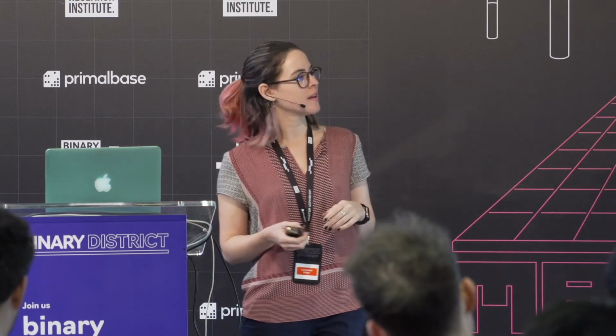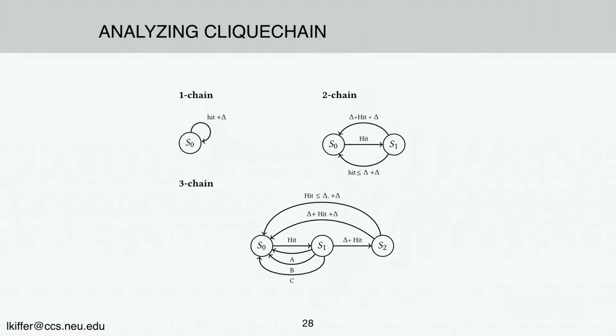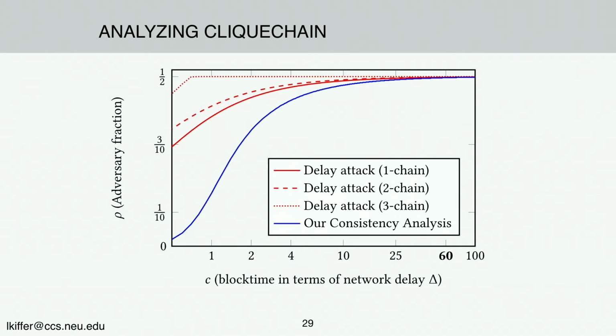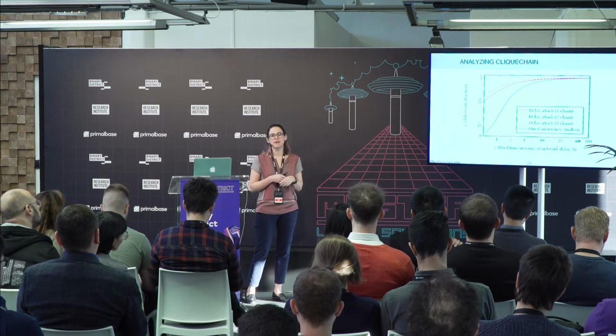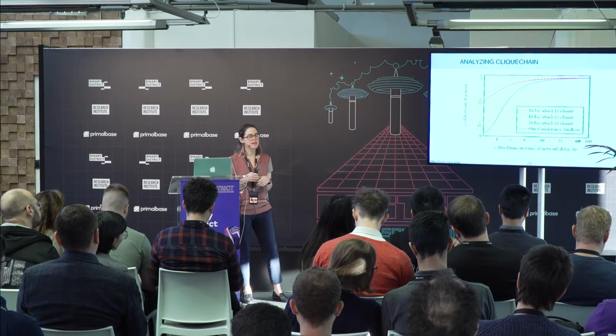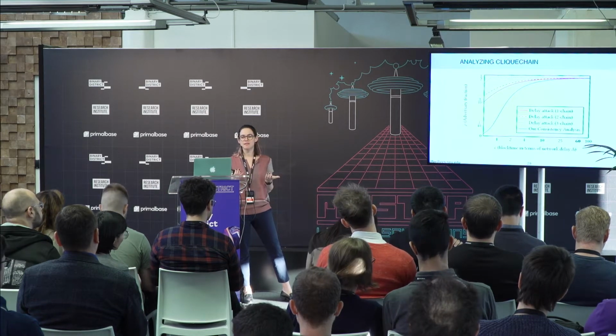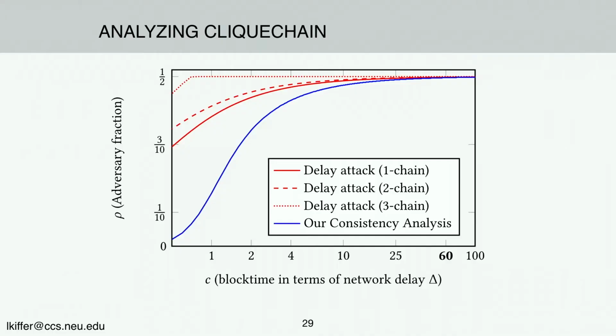But if you look at that same attack, and here we're analyzing that attack for 1 chain, 2 chains, and 3 chains, we see that the more chains you add, the more resilient the protocol becomes against that attack. So basically, once you have 3 chains, you're still going to have the same block rates over all the chains, but that attack basically doesn't work anymore. That's not to say that there isn't a better attack for it, but at least in this model, for this attack, it becomes more resilient.